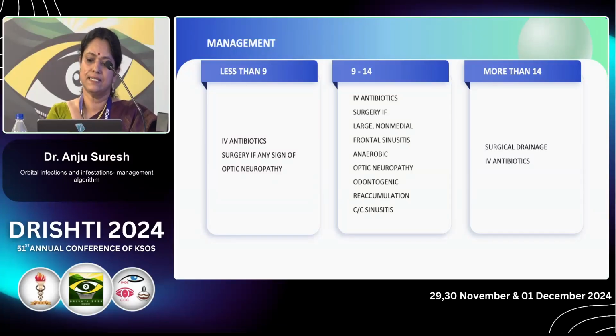So always consider surgical drainage with IV antibiotics. However, in the intermediate age group between 9 and 14, it is selective. So mild cases you can manage conservatively with IV antibiotics.